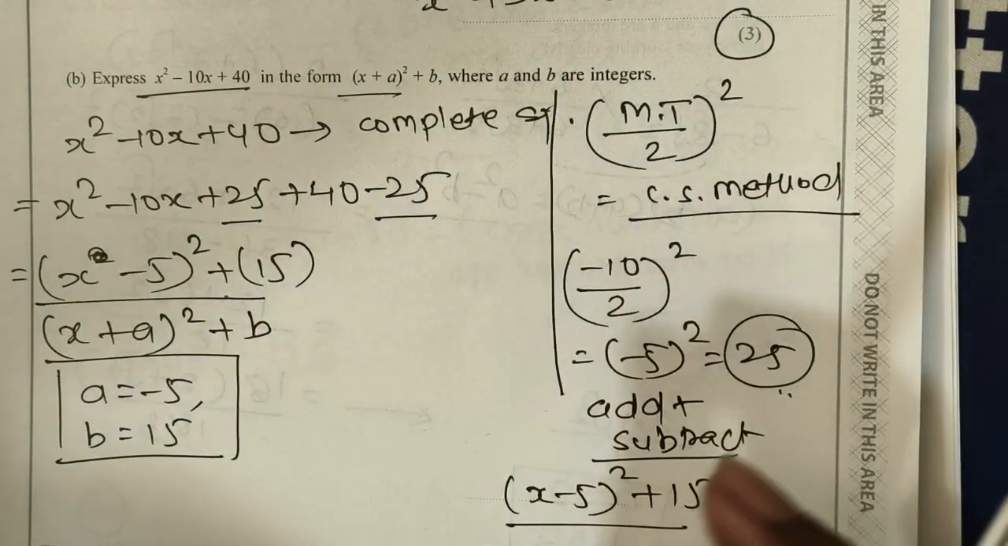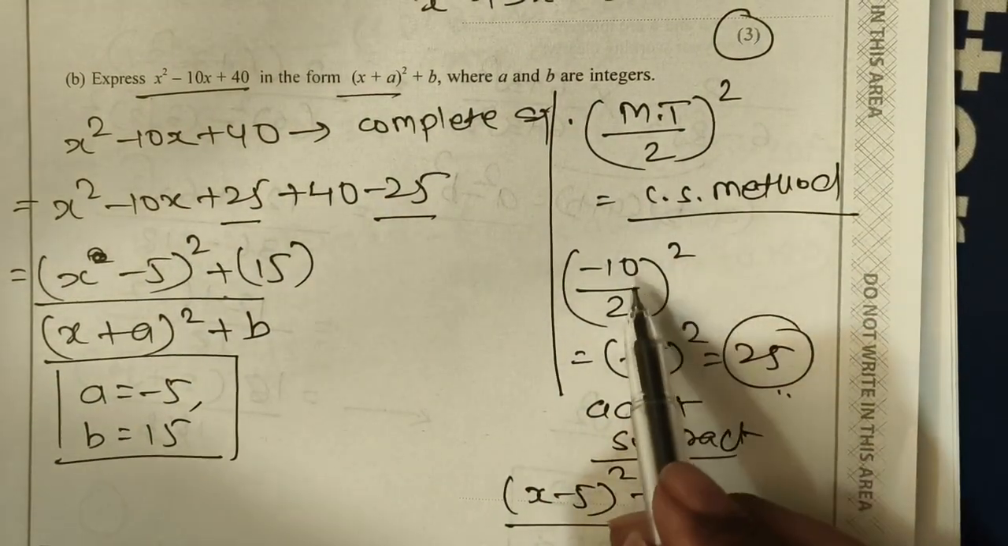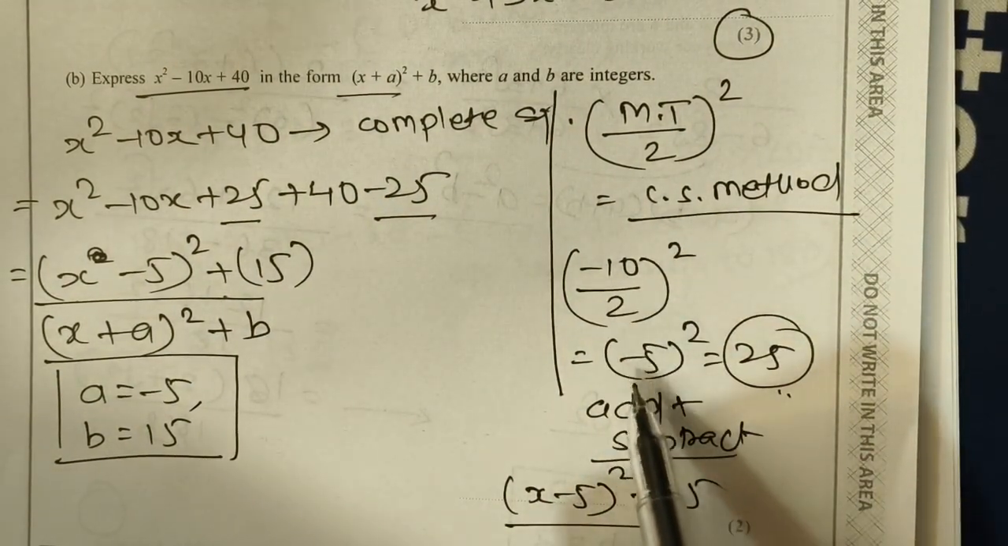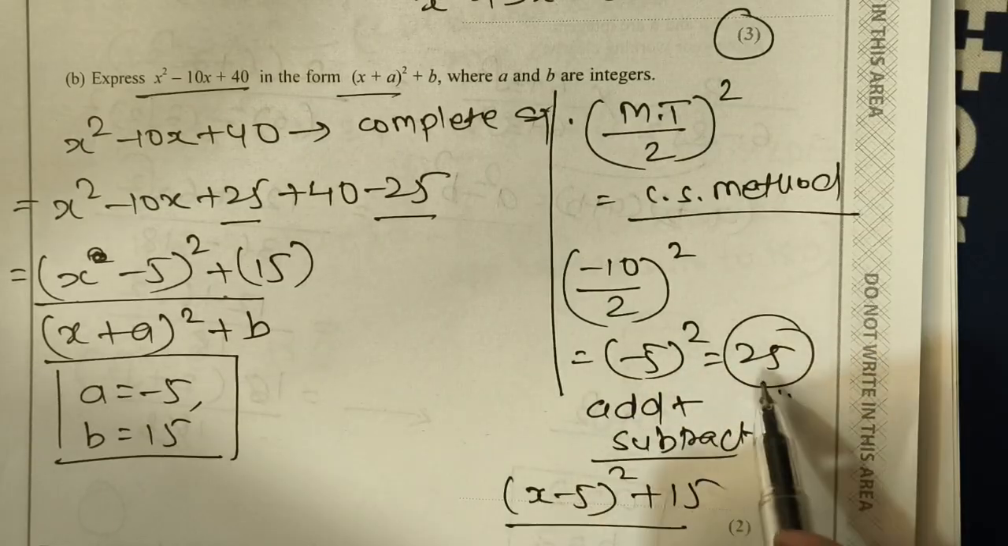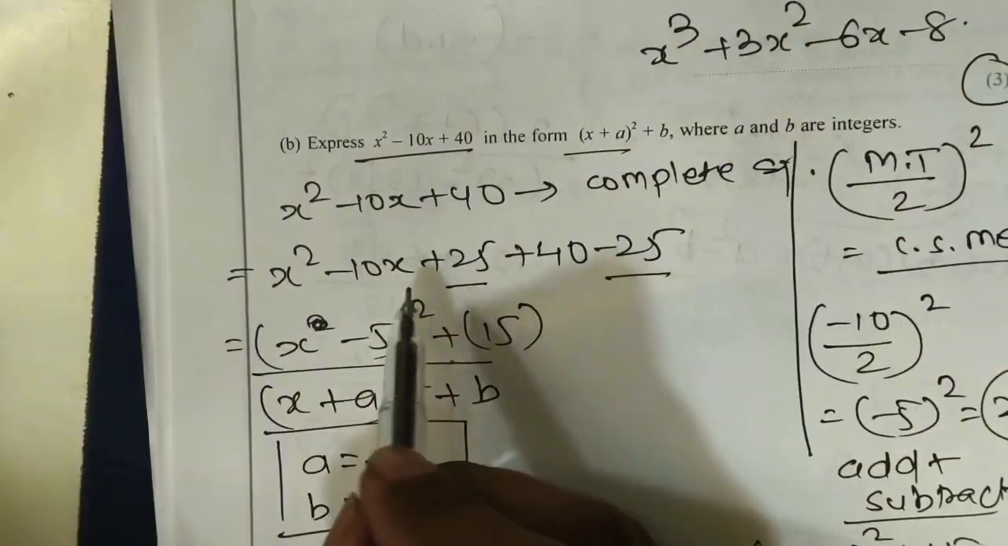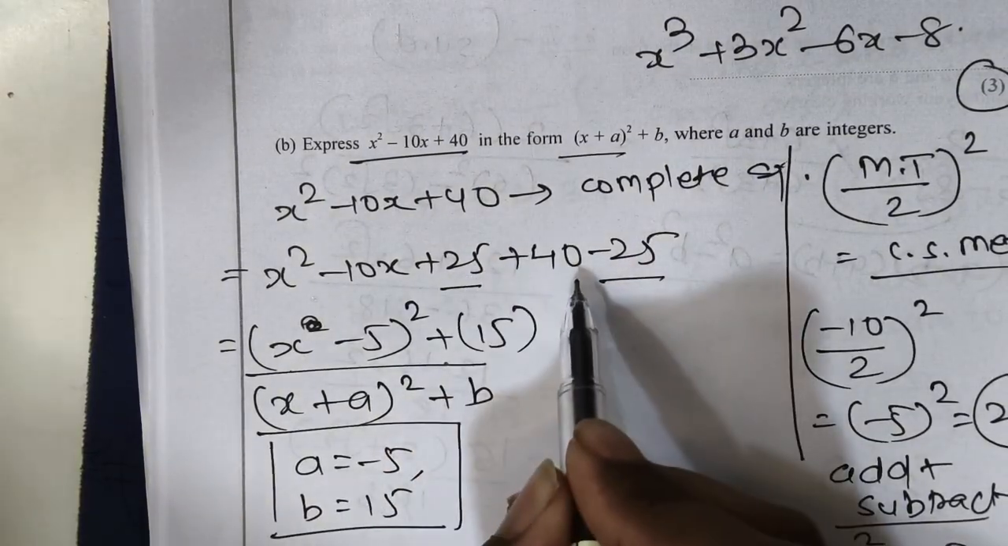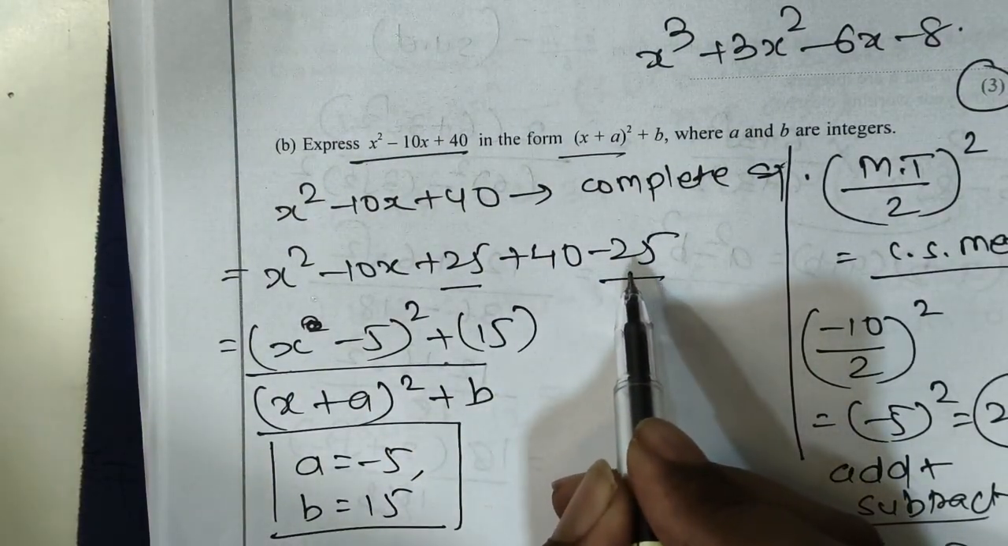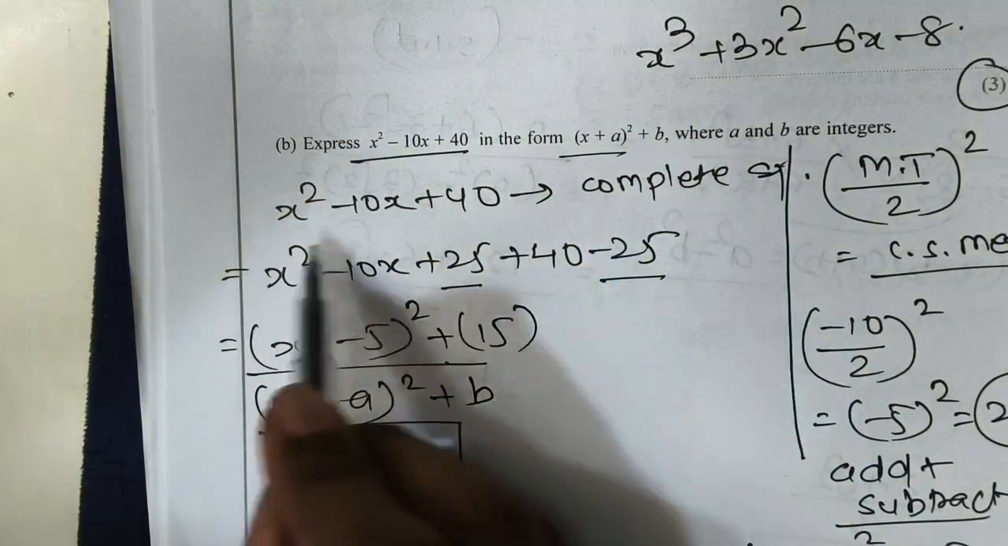Any term which is attached to x is called a middle term. So minus 10 upon 2, the whole square, is minus 5 the whole square, which is 25. So you add and subtract this. I added 25 and I subtracted 25. Why did I do that? Because I have not changed the entire sum here.